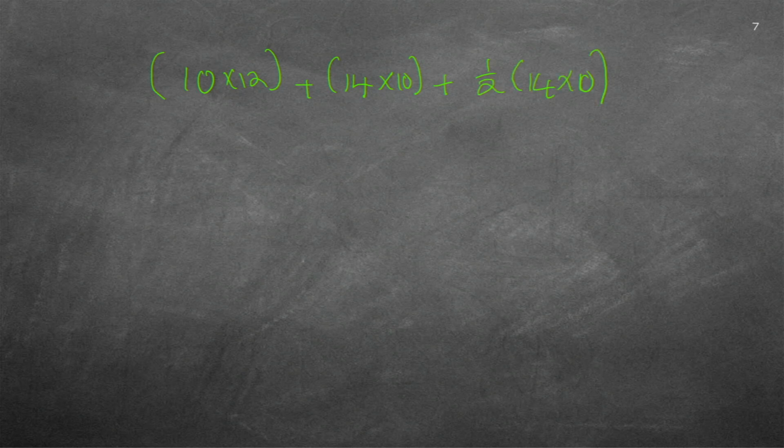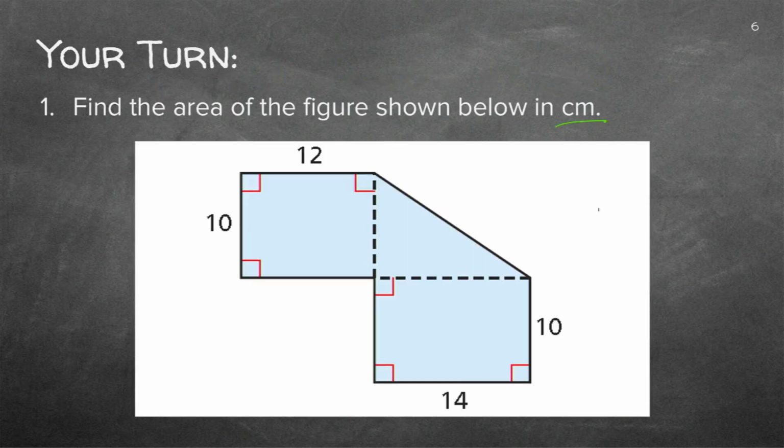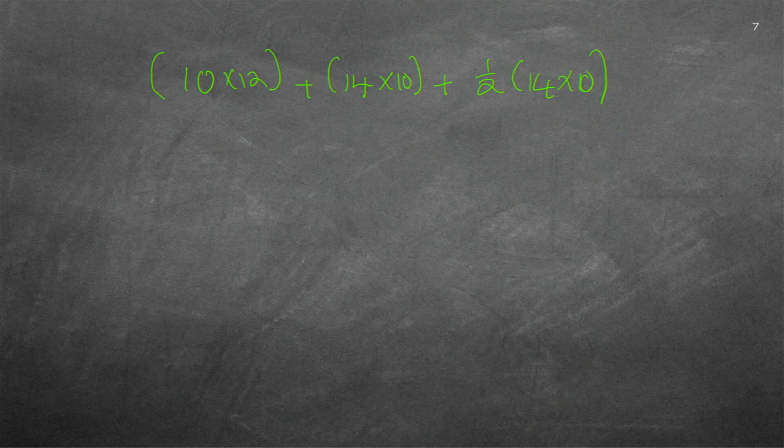Let's see, how did you do? It's 10 times 12, plus 14 times 10, plus a half of 14 times 10. Do you want to check it? 10 times 12, 14 times 10, and then a half of 14 times 10. Right? And if we work that one out, it is 120 plus 140 plus a half of that, which will be 70.